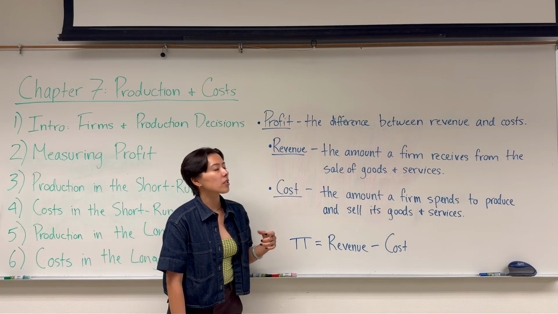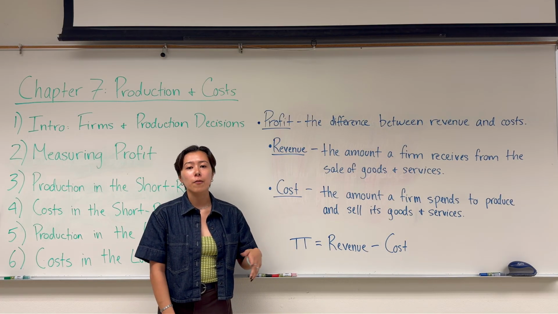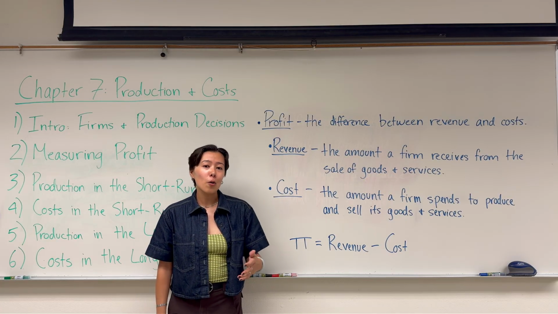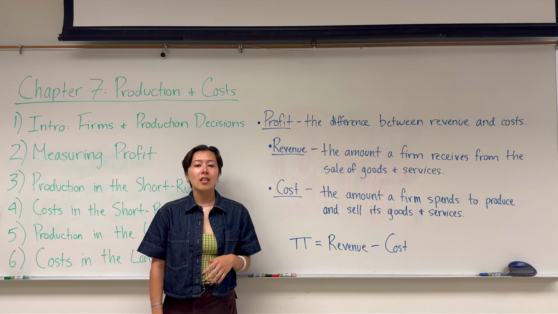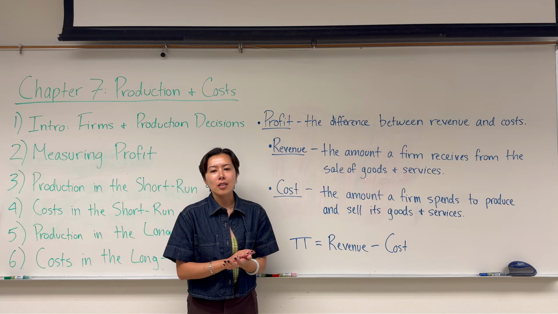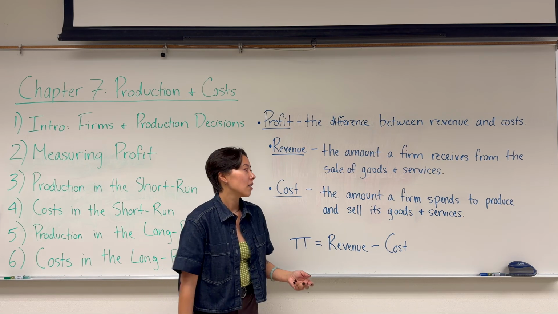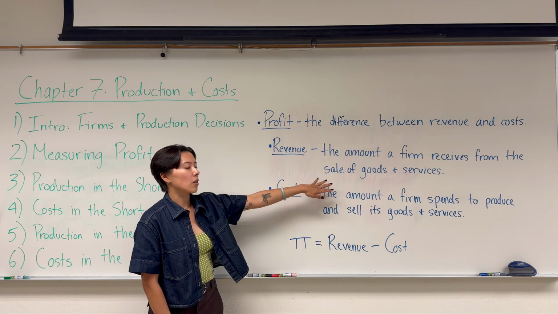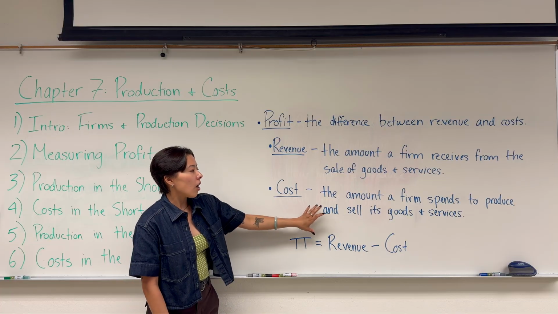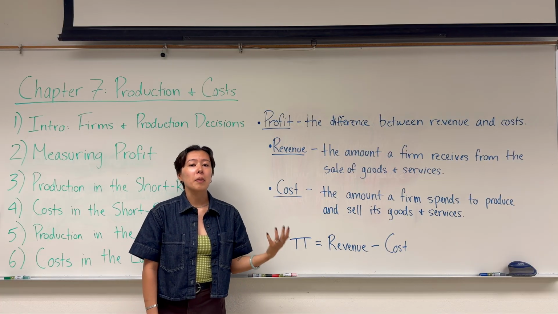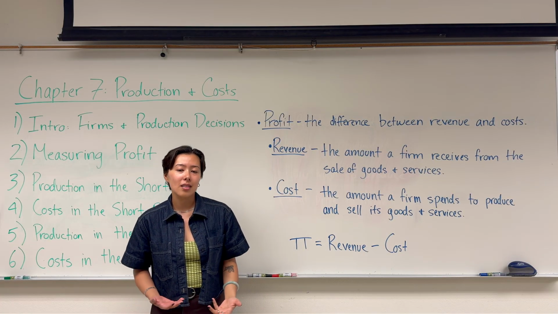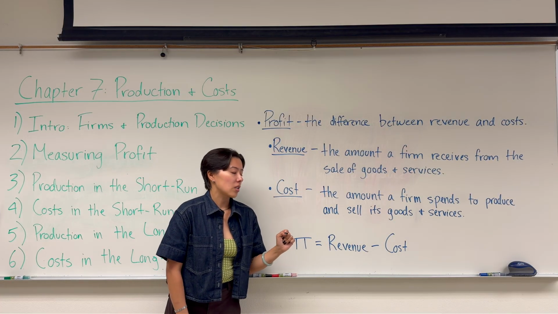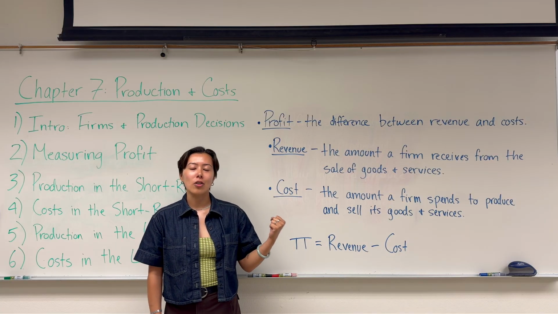So profit is just defined as the difference between a firm's revenue and its costs. So this is just the money that's left over from producing and selling some product after a business covers all of its expenses. So revenue is the raw earnings that a firm receives when it sells its goods and services. Costs is the amount that a firm has to spend in order to produce and sell its product. So when we want to calculate profit, we're just going to take our revenue and subtract our cost.